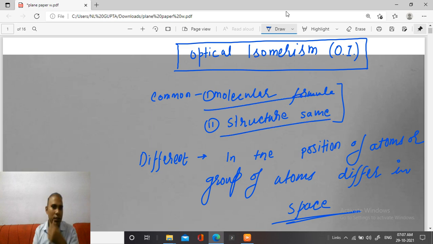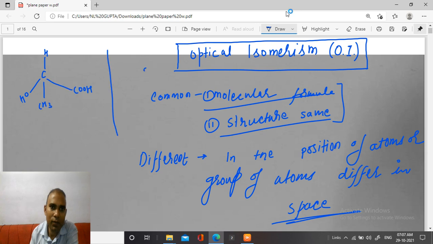Suppose, students, let us have a look at the diagram. Here one compound has C, hydrogen on this side, OH on this side, CH3 here, and COOH on this side. Similarly, in the other compound, hydrogen is here, COOH is here, CH3 is here, and this is hydrogen. Now try to understand, students: the formula is the same and the shape is the same. There is no difference in formula and shape.